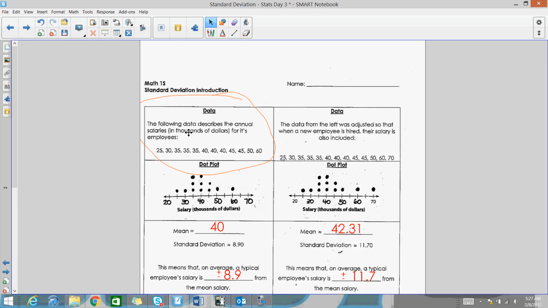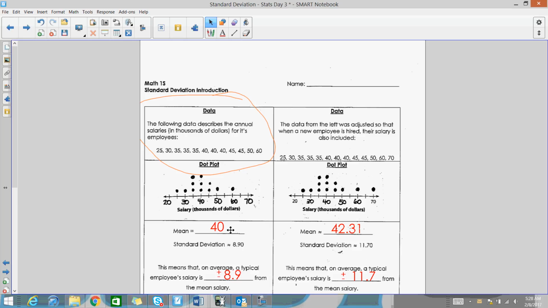In this first column, it says the following data describes the annual salaries in thousands of dollars. So here's a dot plot that represents the data that's shown here. A dot plot is just a visual way to represent data. It can tell you more information just by looking at it: which number has the most things, how it's spread out, if it's evenly spread out, or if it's spread over only a couple of numbers. So it's a nice way to give you an understanding of what the data is telling you.